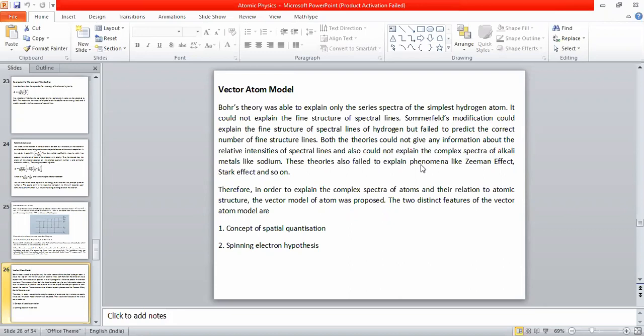Okay, and I have already told, relative intensities of the spectral lines in a particular spectrum, some of the spectral lines are very bright, intense, some of the spectral lines are less bright. Okay, why is it so?